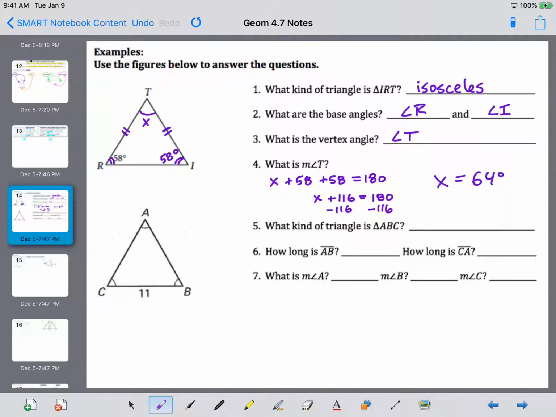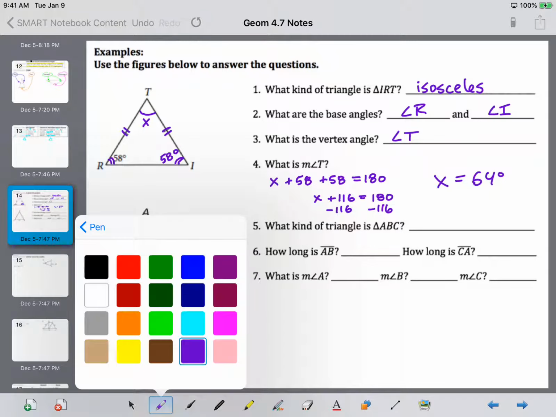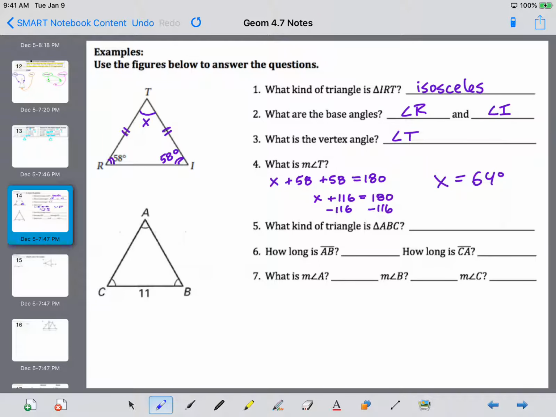All right, let's look at another example. So in the next one, we have all three angles here are the same. So if it's equiangular, it's also equilateral. So I'm going to say this is an equilateral triangle. And then how long is AB? Well, if it's equilateral, these are all 11. So AB would be 11 units long, CA would be 11 units long.